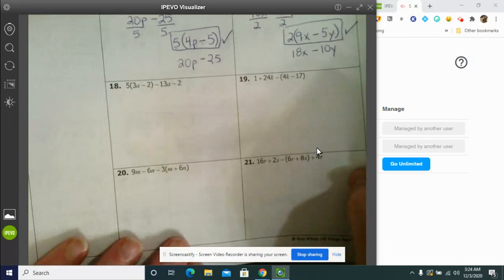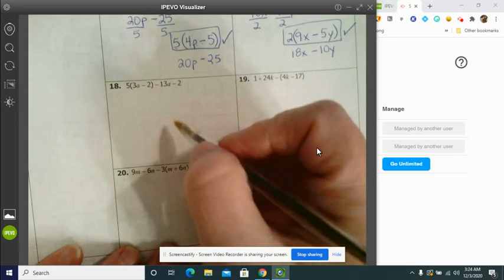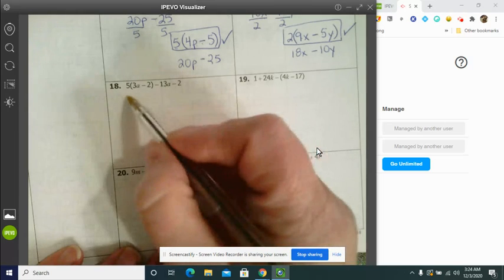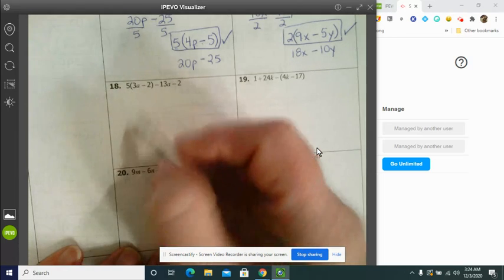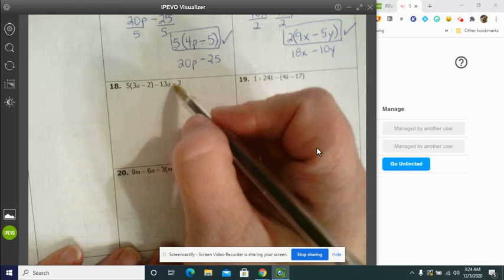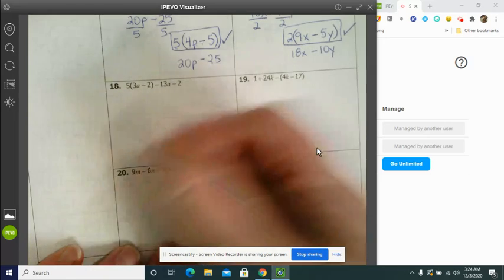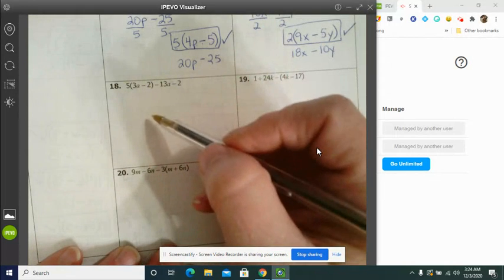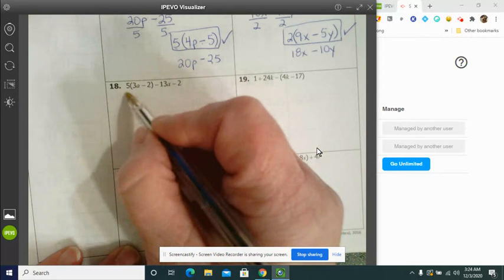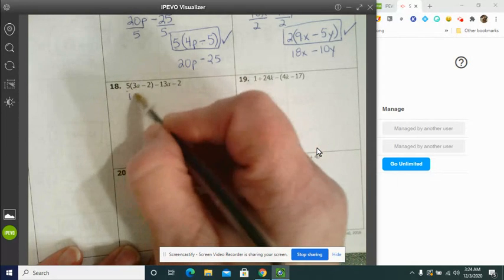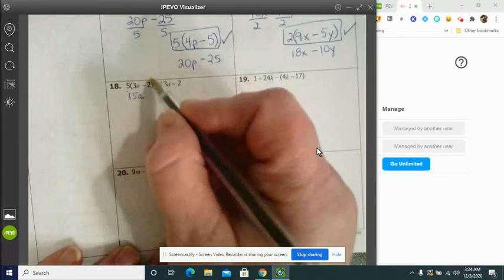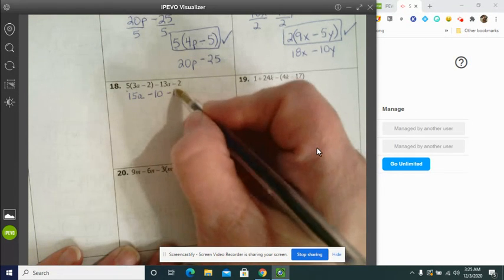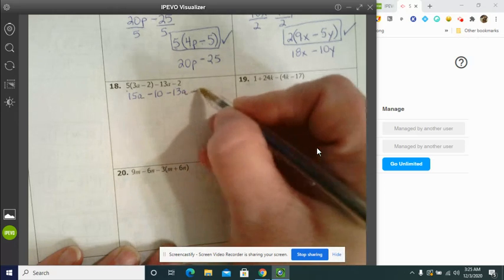Just a few more, and then you're going to get started on your own. So here we have a couple of things that we're going to do first. First, we're actually going to distribute this, because we distribute, then we combine and simplify, and then we factor. Okay? Because our instructions up here told us to simplify and then factor. So we're going to distribute. 5 times 3a becomes 15a. 5 times negative 2 becomes negative 10. And then we write down the rest, minus 13a minus 2.